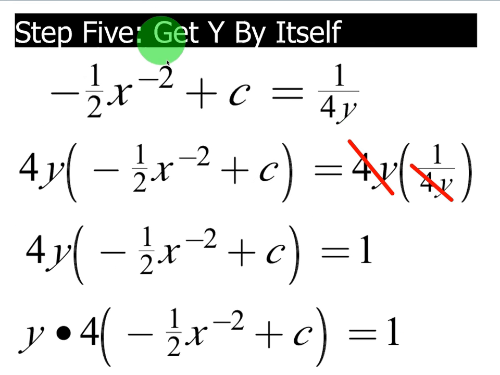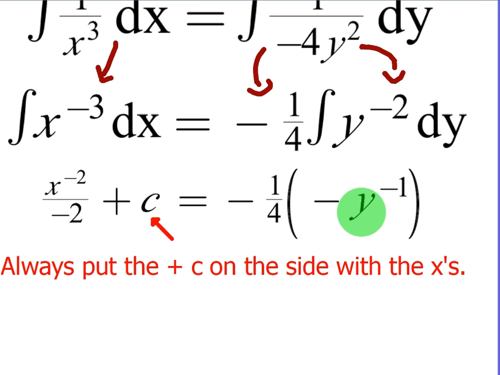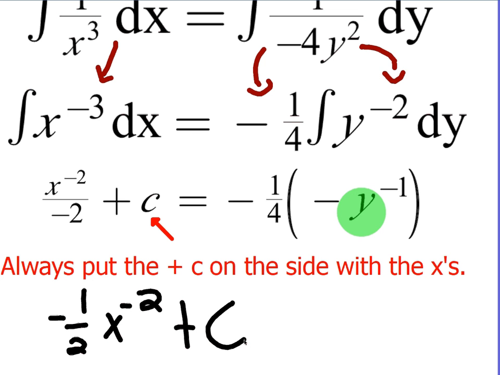Step 5 is to get y by itself. In fact, I might have shown that. No, I didn't. I'm surprised I didn't show that. Let's go ahead and just simplify this even more. So this will become a negative 1/2 x to the negative 2 plus c. And on the right, two negatives, we're going to end up with 1/4 y to the negative 1.